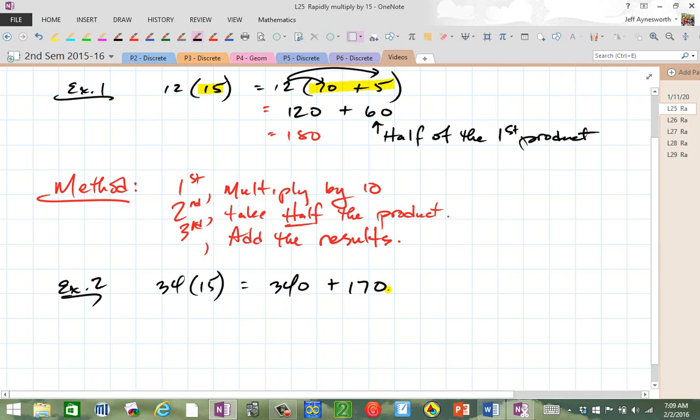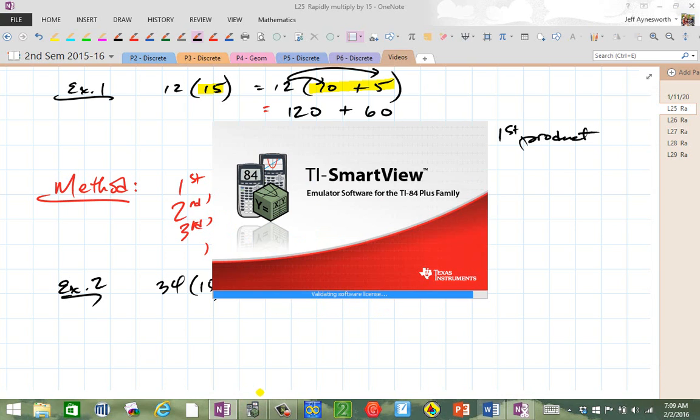All right, and then you attach a zero to it. And then you add the results. 300 and 100 is 400, and then the 40 and 70 is 110. 400 plus 110 is 510. All right, and that's how you do it here, okay?